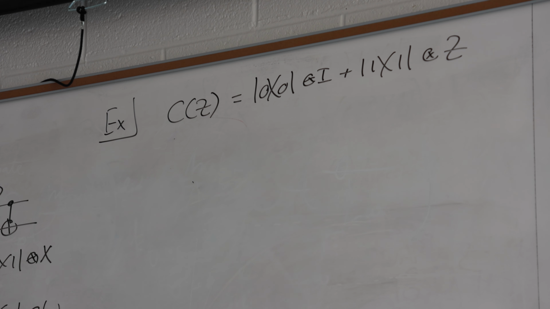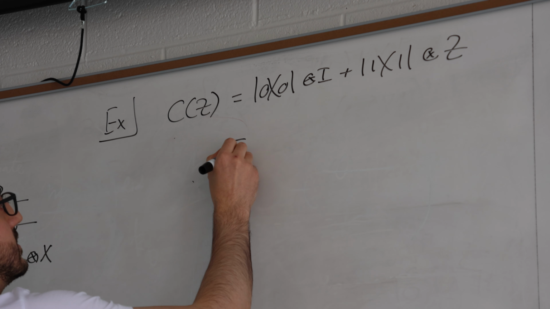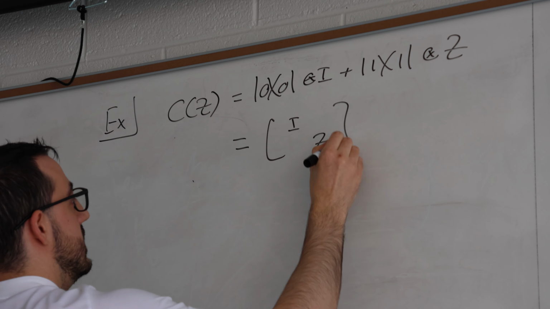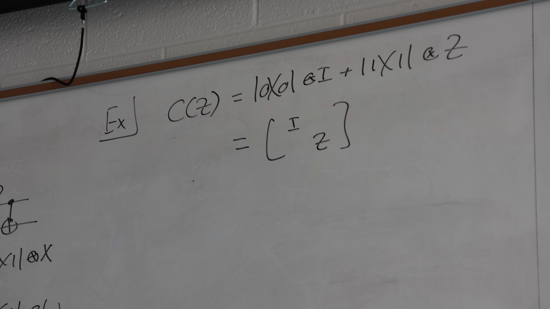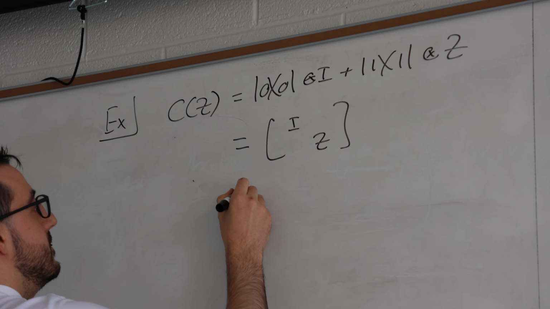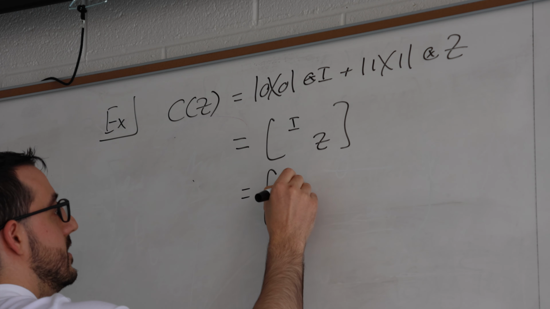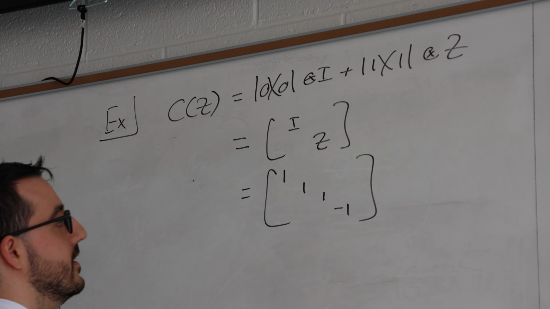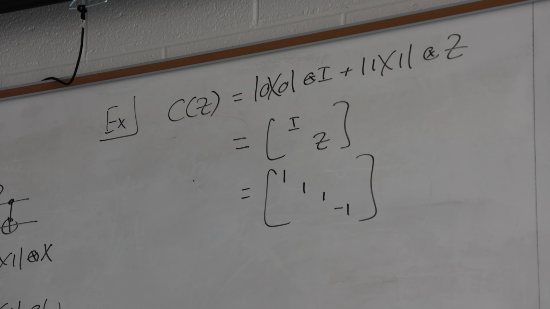And then we could work out what this is as a 4x4 matrix. So it would be identity, Z, as we just discussed using this result. And so as a 4x4 matrix, that's identity is 1, 1, and then Z is 1, minus 1. So a 4x4 diagonal matrix, all ones, but the sign of the last one is negative instead of positive.